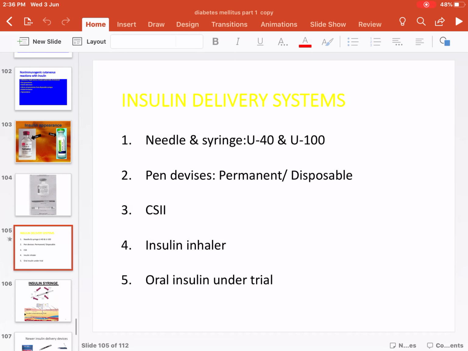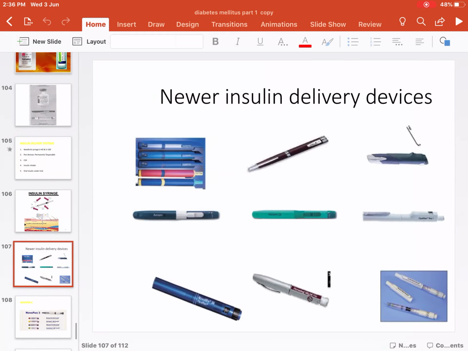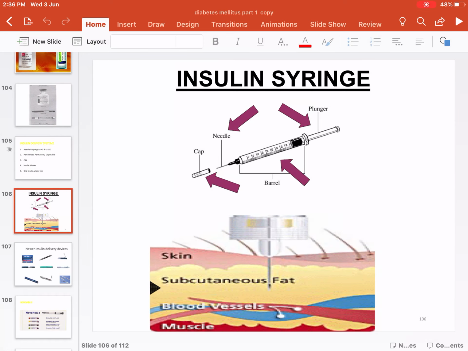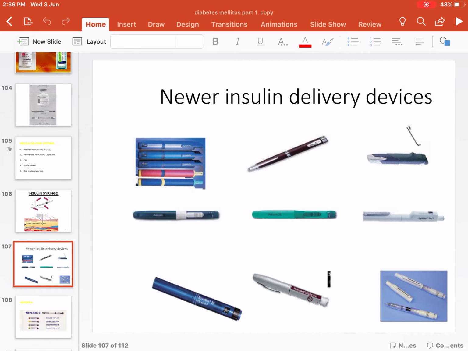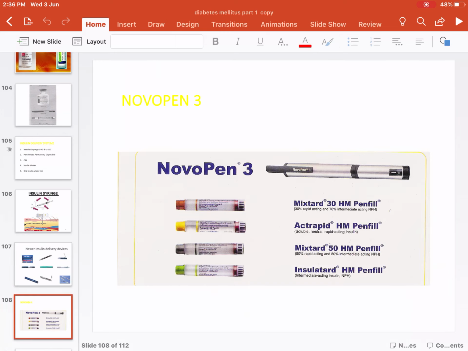So how are we going to deliver insulin? Insulin can be given through a needle with a syringe. We have insulin syringes used for this. These are insulin syringes. Next, we have pen devices where the insulin vial is put into the pen, and through this it can be given. Here you see an insulin pen, and what you see on your left side are the insulin carrying cartridges.